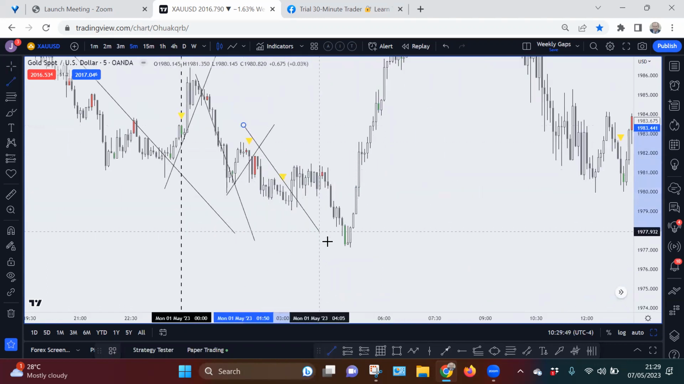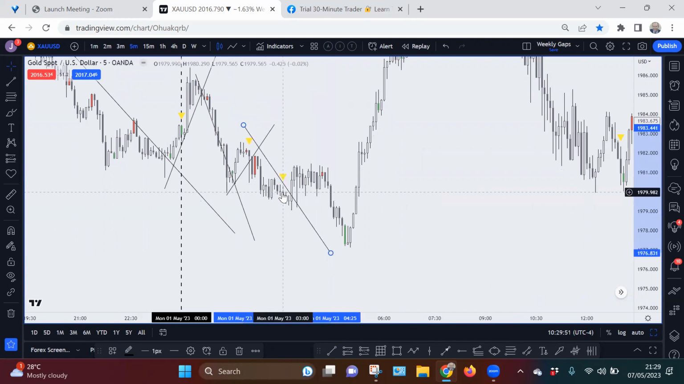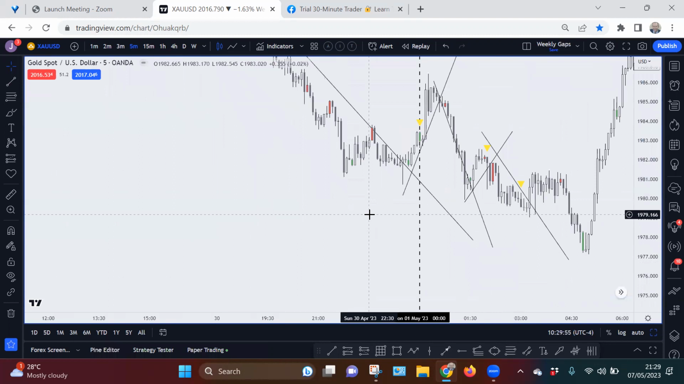Next one. It's coming down, ladies and gentlemen. You'd probably enter that there, to be perfectly honest. But you have to be very careful because there's no target left. When there's no target left, warning, warning. So that one might have been break even, a small profit, or even a loss. I'm going to be perfectly honest with you.